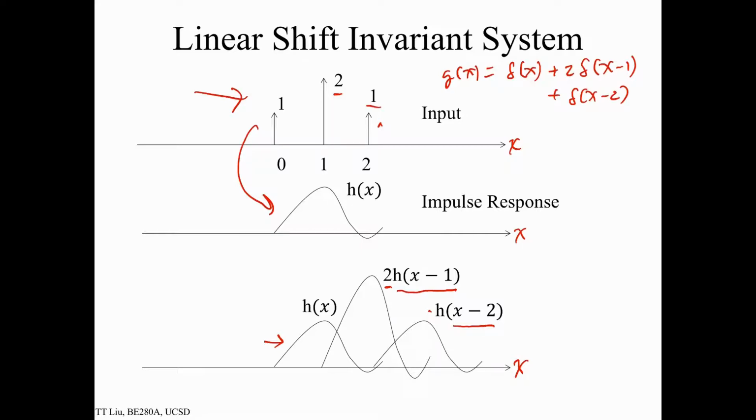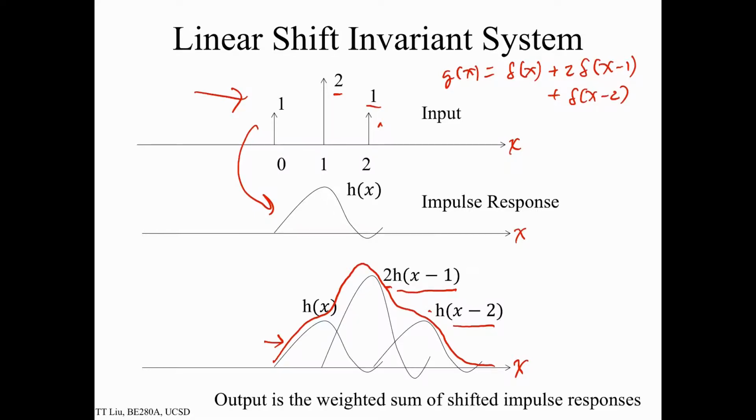And then the additional property says that we can simply take all these responses and add them up. And so in this case, we might get something like this as the response. So that's an example of a linear shift invariant system, where the output is the weighted sum of the shifted impulse responses. And that's key. With a shift invariant system, you can simply use shifted impulse responses.